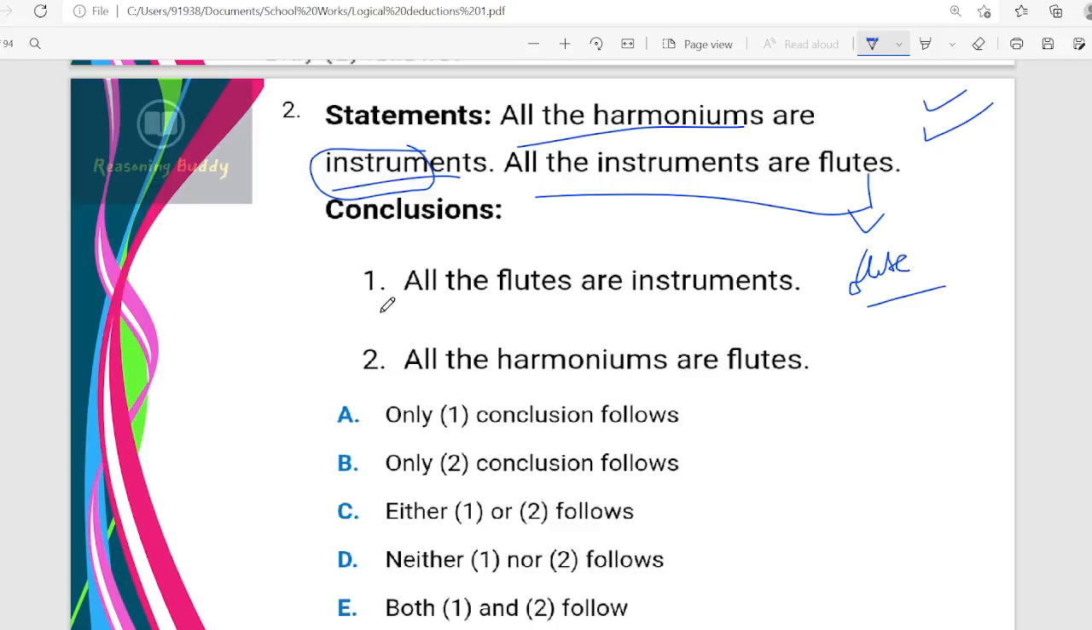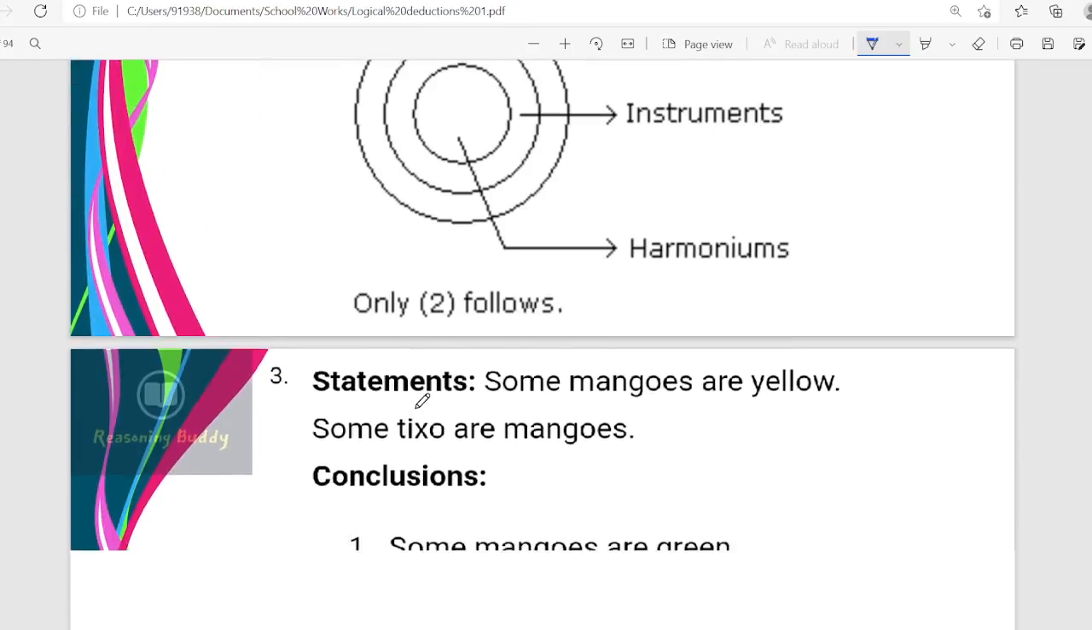Yeah, so conclusion one is wrong. Why? Because in the given statement flute is non-distributed. If a particular word is non-distributed in the statement, it should not be distributed in the conclusion either. Here it is distributed, so this is wrong. And here it is non-distributed, so this is right. So only conclusion 2 follows, that is option B. Next.